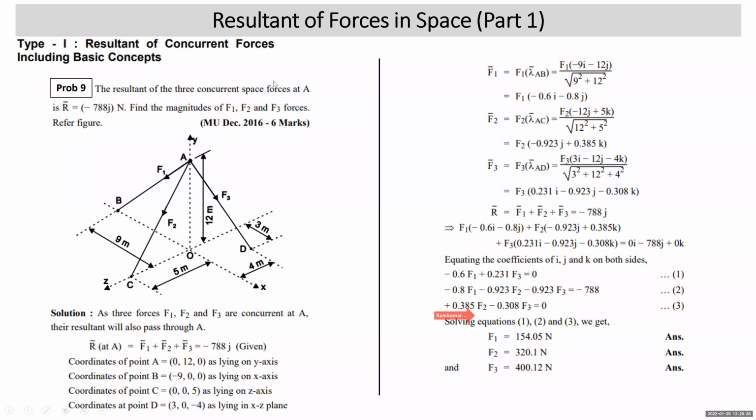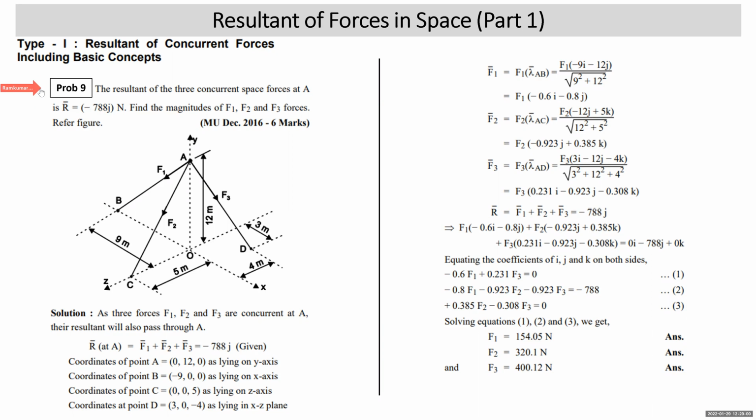Now, a little application in the next sum. This time the resultant is given and the components are required. What is the difference in this sum from the previous two or three sums? This time the resultant is given and components are required.